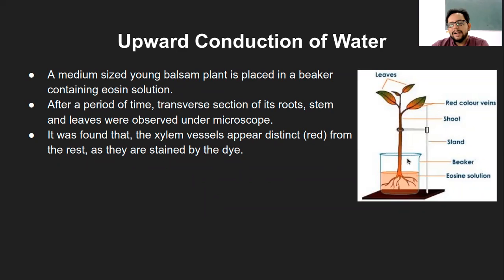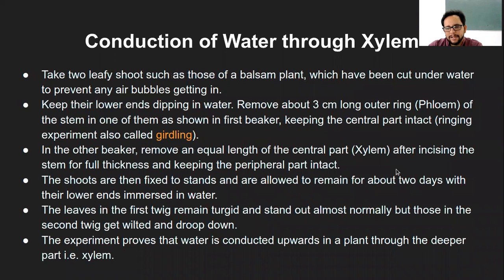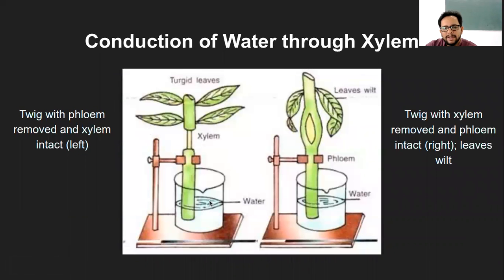So now to prove that it is solely through xylem that the water moves upward, a specific set of experiment is done. Now this involves taking two leafy shoots. Leafy shoots here do not have any root system as such. This is only the shoot part, like shown in this diagram. It's only a branch or a twig of a plant that you take without any roots.